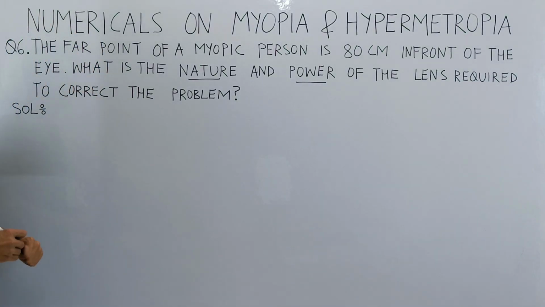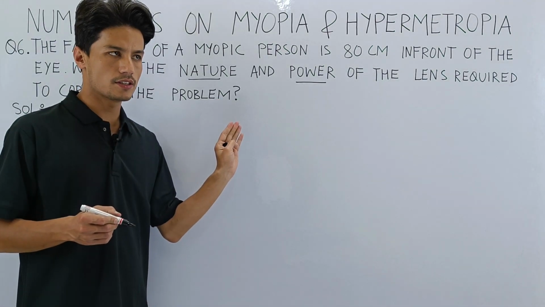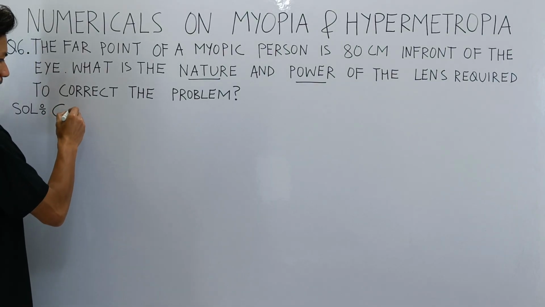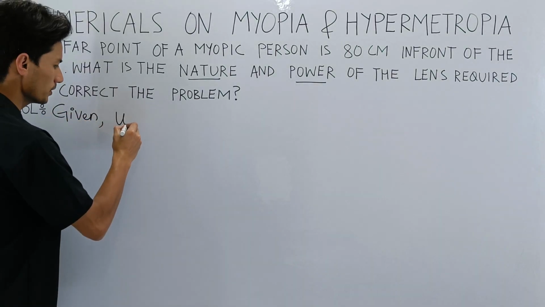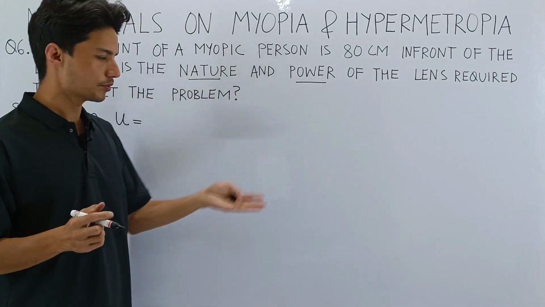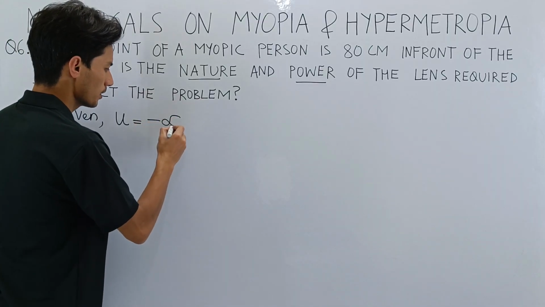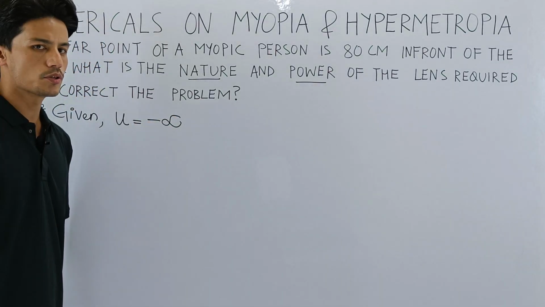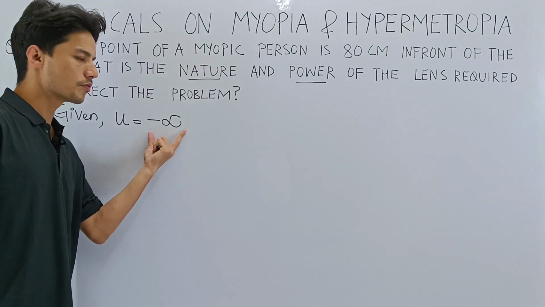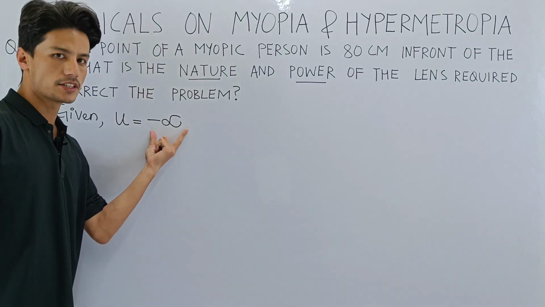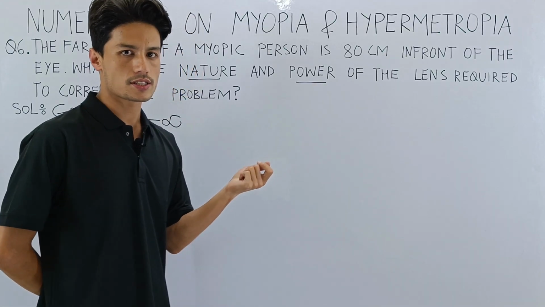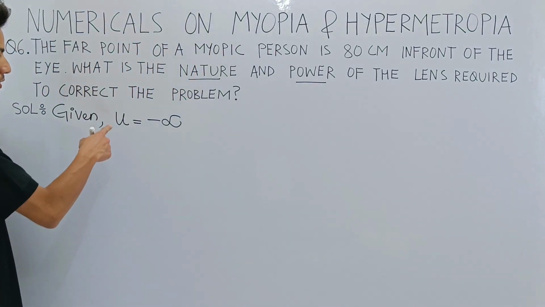Now, how do we do this? Remember what we have just discussed earlier. This is myopia, so first let's write given. The first thing is it's myopia, so you don't need to read the question again to be sure this is what we are going to use. U will not be given to you, we have to deduce it ourselves. Remember, u for myopia is infinity, because here we are taking the far point of a normal healthy person.